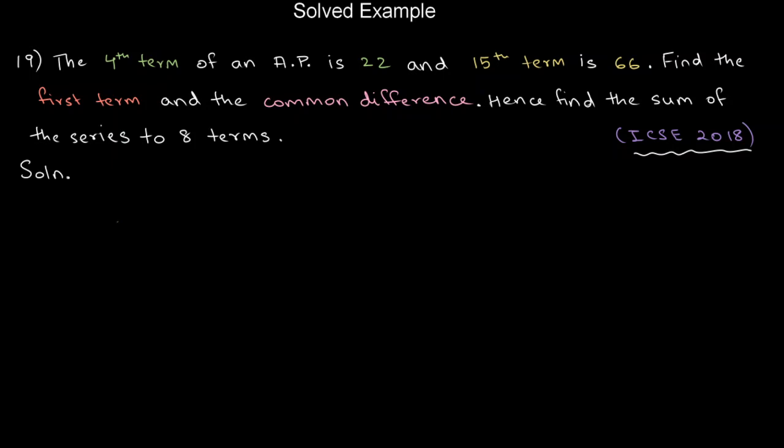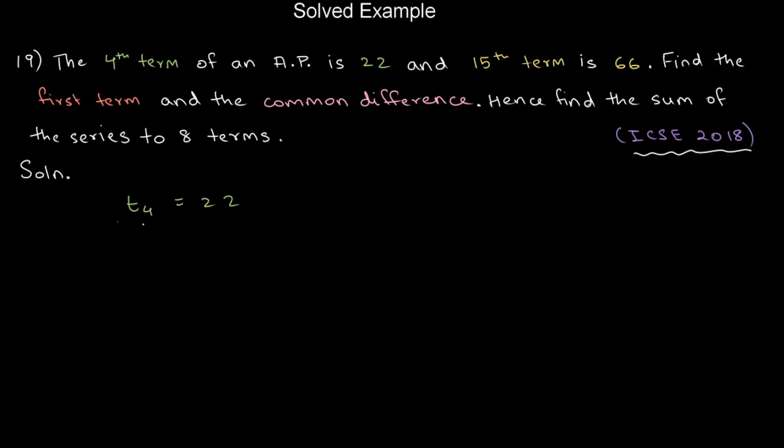The fourth term of an AP is 22 and the 15th term is 66. Find the first term and the common difference, hence find the sum of the series up to 8 terms. Question was asked in the ICSE 2018 examination, right? So the fourth term we know is 22. So I can represent that as saying T4 is equal to 22, right?